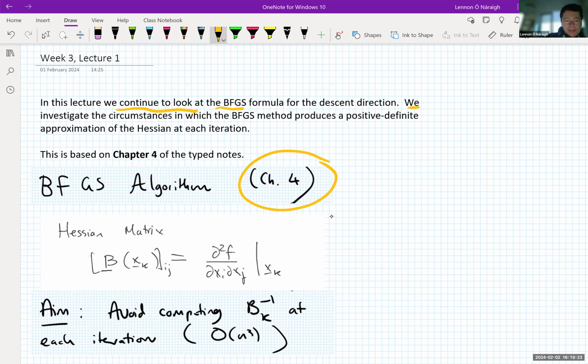In particular, we're going to investigate the circumstances in which the BFGS method produces a positive definite approximation of the Hessian at each iteration. And having the positive definiteness property is key to generating a convergent iterative method.